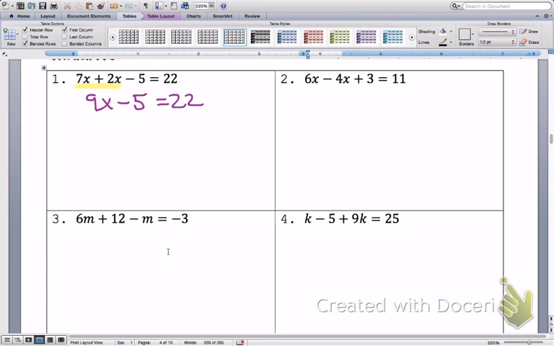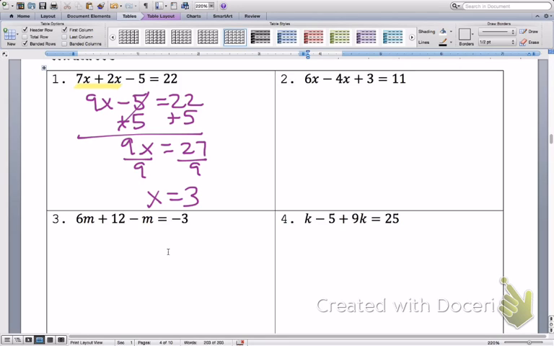Then this is now a two-step equation, so add, subtract, divide. So in this case, we add 5 to both sides. That eliminates, it becomes a 0. And the right side we have 27. Next step is divide by 9 because it's being multiplied with the variable x. And we have x equals 3. Final answer. So again, distribute, combine, then two-step equation.